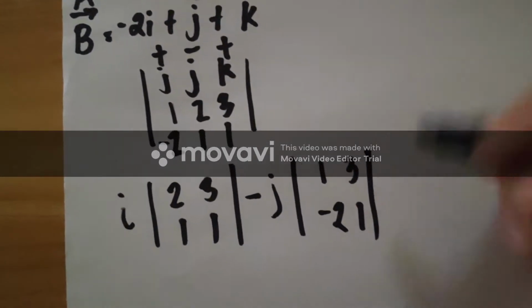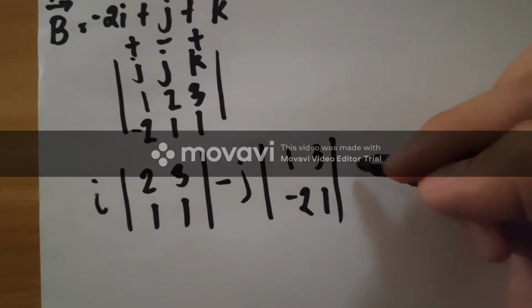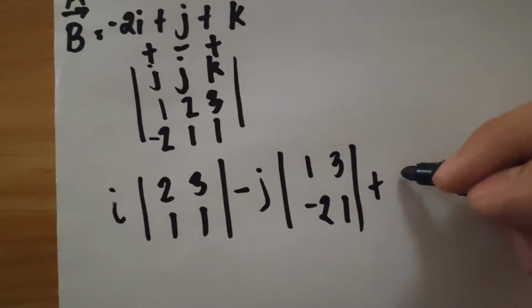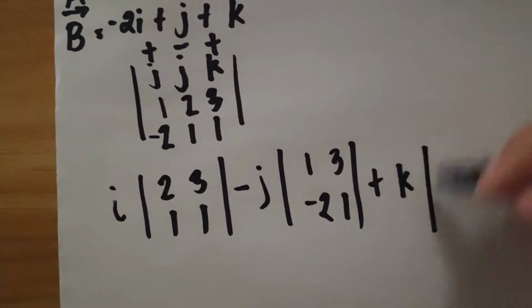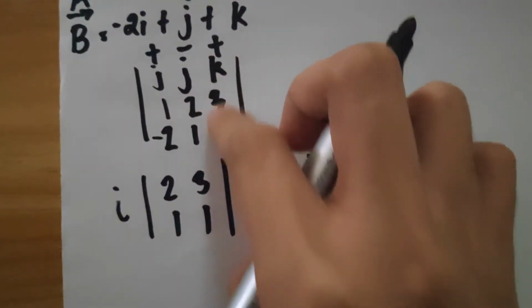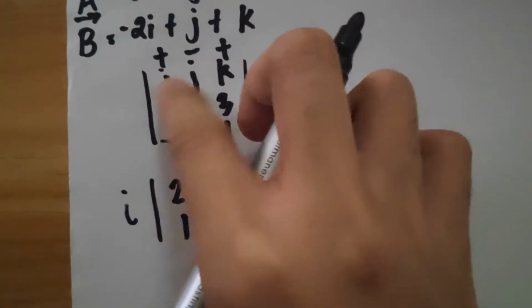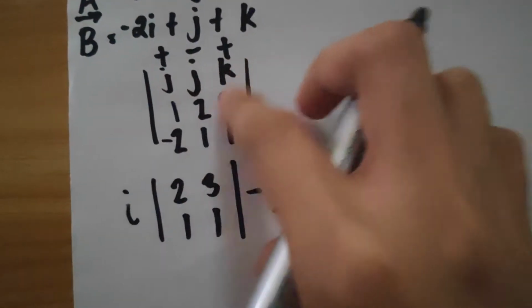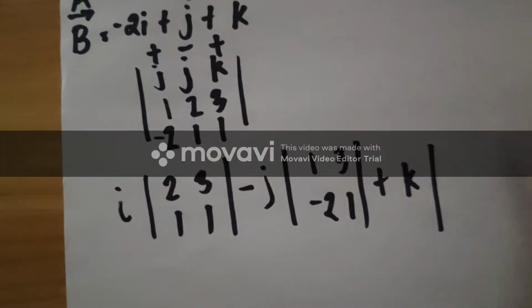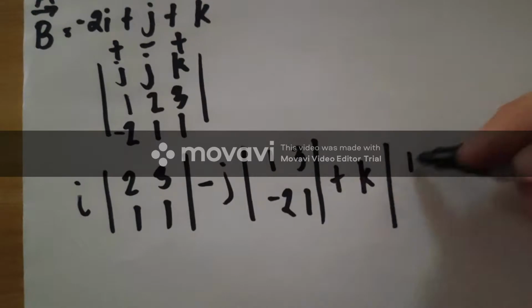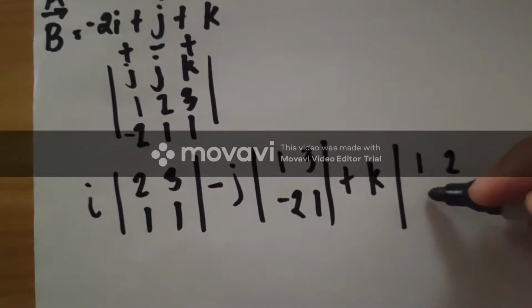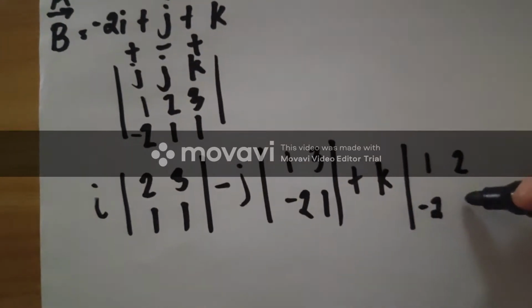The same goes for the vector k, which is to negate the first row and the third column. So we have 1, 2, and -2, and 1.